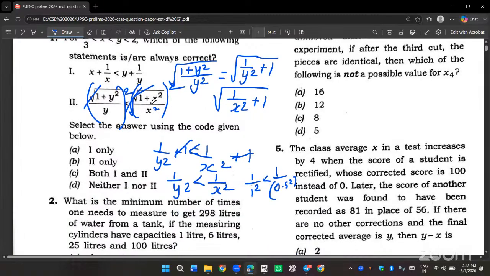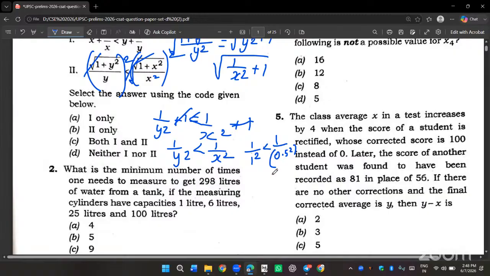So I substitute that here. 0.5 square is nothing but 0.25, so 1 by 0.25, correct? 1 by 0.25 is 4. Here it is 1, so it is less. For any value, it will be like this only. So here the choice will be B. For the first question, the choice will be 2 only.